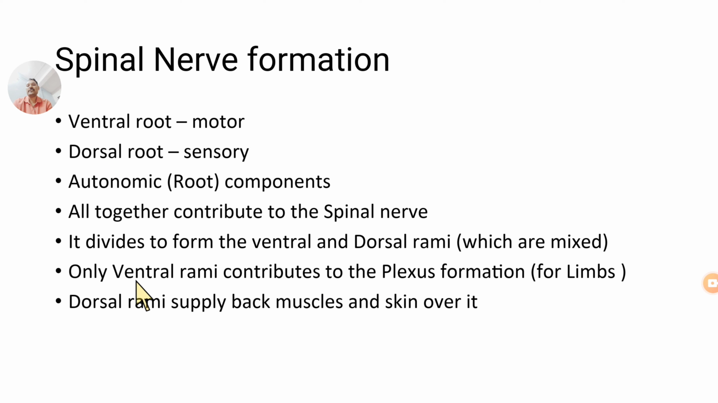I'm repeating, the ventral ramus forms the plexus, because the dorsal ramus supplies your back muscles. In the upper limb and the lower limbs, the limb portions which are supplied by the plexuses generally don't carry the fibers of the posterior ramus of the spinal nerve. So you have to temporarily delete from your memory that the dorsal ramus of the spinal nerve does not contribute. So delete that ramus. We are mainly and exclusively dealing in this chapter with the ventral ramus of the spinal nerve.